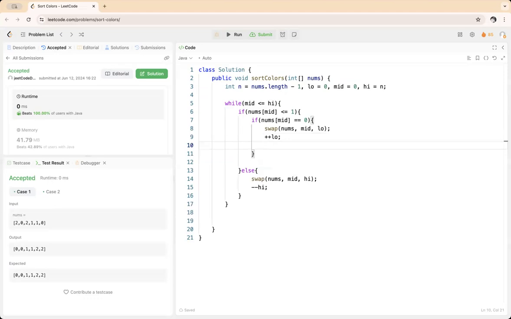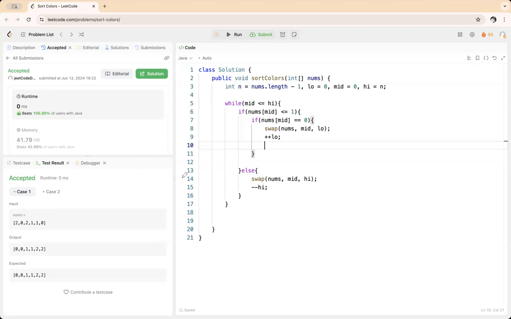And I have to, according to the invariants of this problem, at any point during the execution of this algorithm, values between 0 and mid minus 1 index. Okay, let me write this one. Values between 0 till mid minus 1 index.